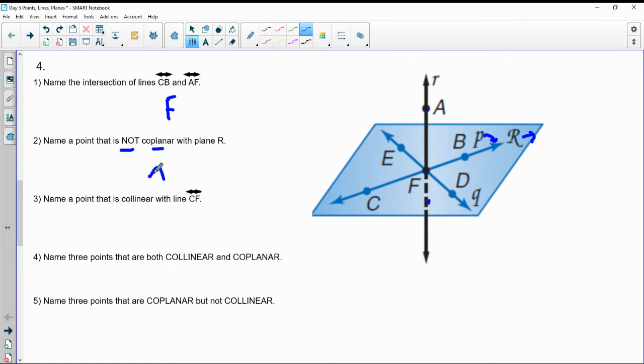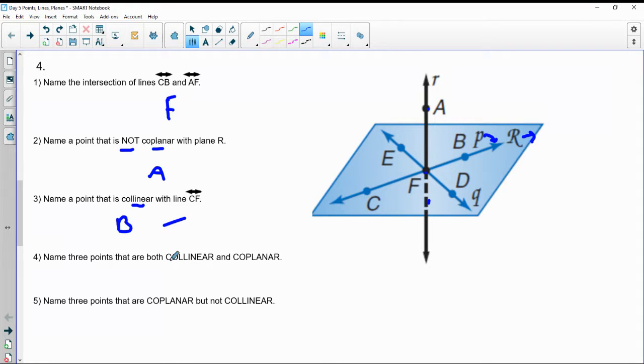Okay, so A. Name a point that is collinear on the same line with CF. So we need another point that is on the same line here. You cannot say P or R. Those are not points. The only other point on CF is point B.